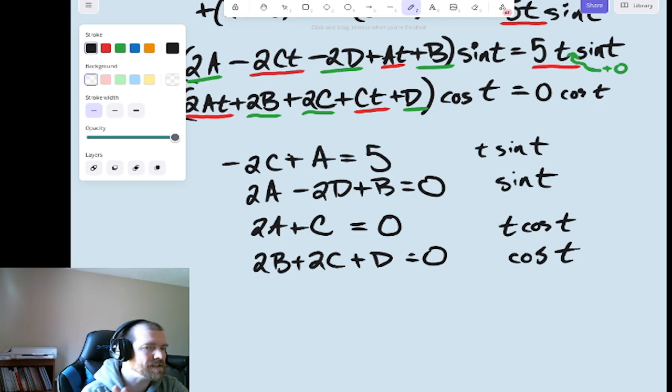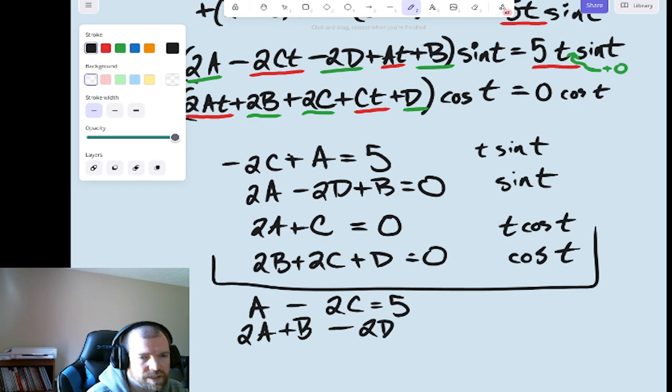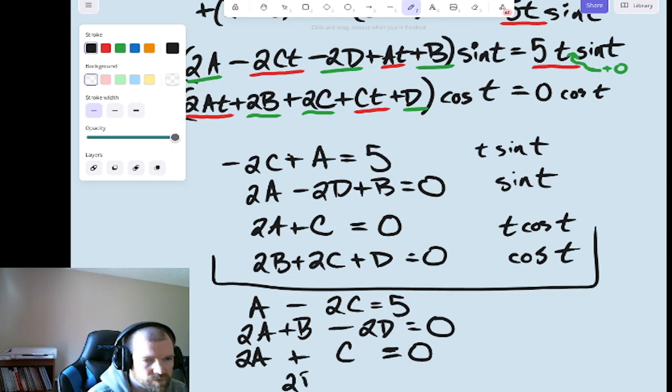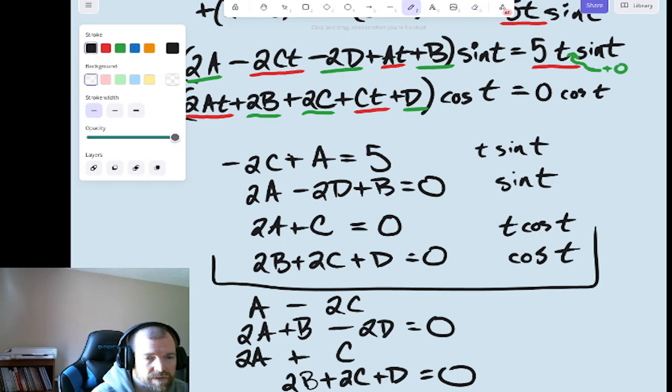So we're going to take these and set it up as a system of equations. So here we have a minus 2c is equal to 5. 2a plus b minus 2d is equal to 0. 2a plus c is equal to 0. And 2b plus 2c plus d is equal to 0. And then stack them up.